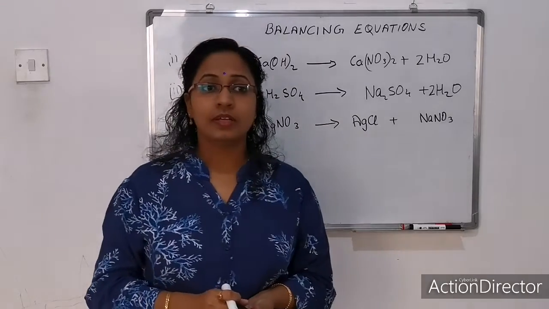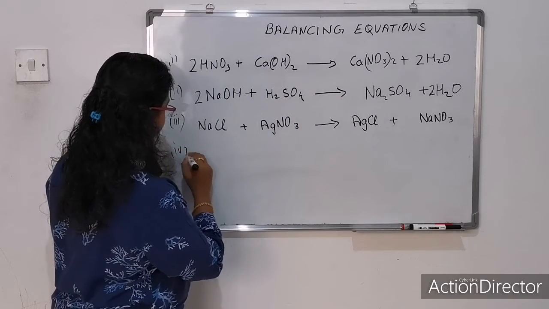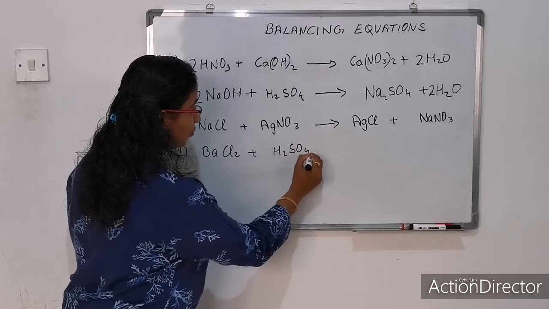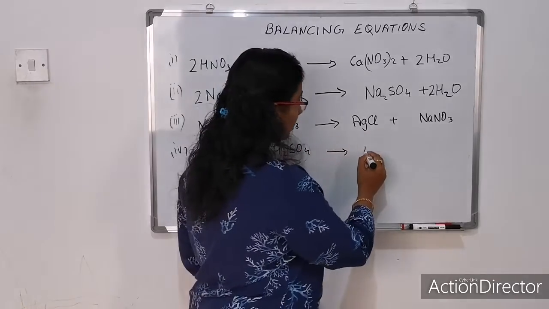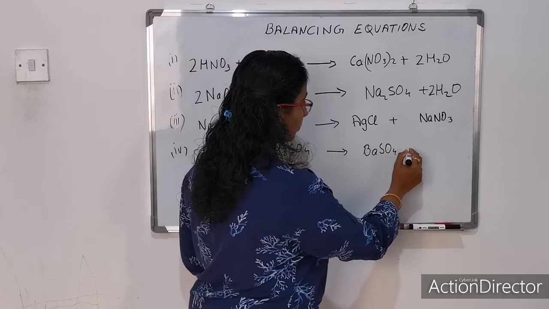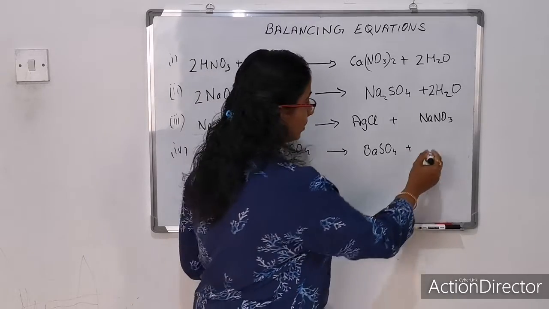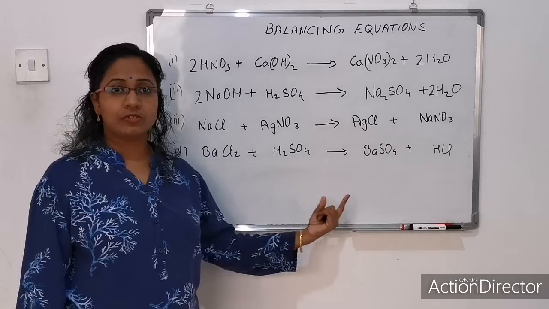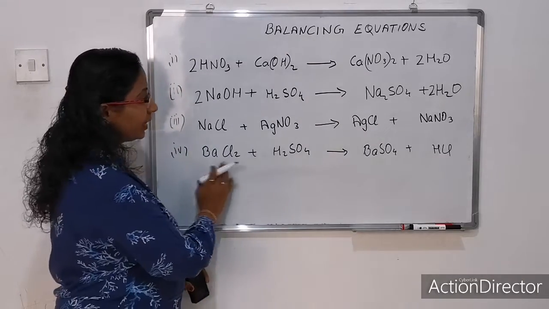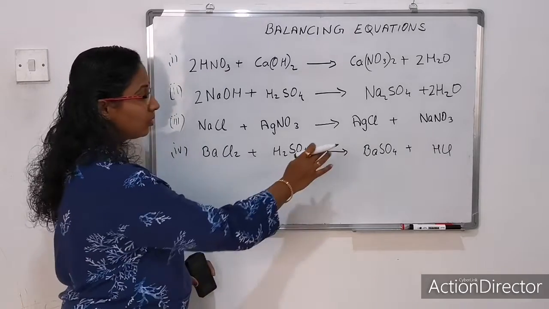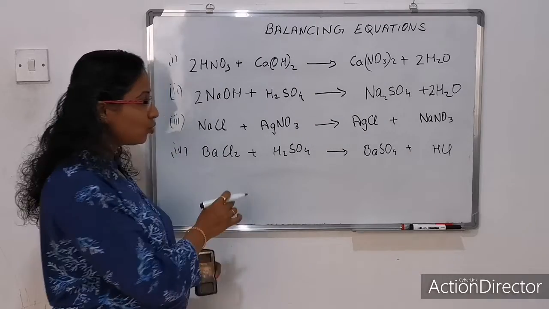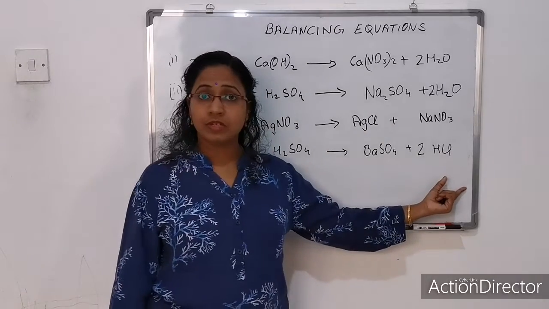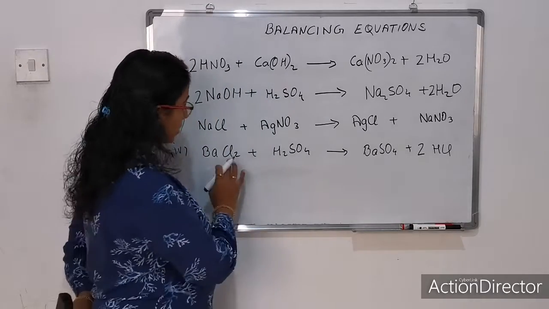Okay. Next comes BaCl2 plus H2SO4 gives BaSO4 plus HCl. Now here Ba same, Cl2 and there Cl. So this is 2, so here I have to add 2, right? So this is BaCl2 and this becomes 2HCl. So this is balanced.